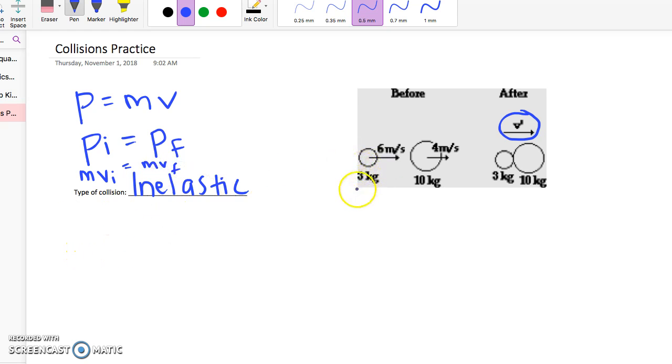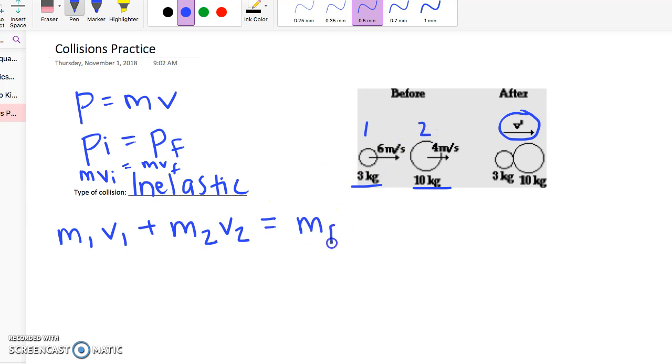So looking at this situation, I have two objects, so I'm going to have a momentum for each object. So m1 v1 for this object plus m2 v2 for this object. So this is number 1 and this is number 2. And it must equal the final mass and the final velocity after the collision. So this is my final.